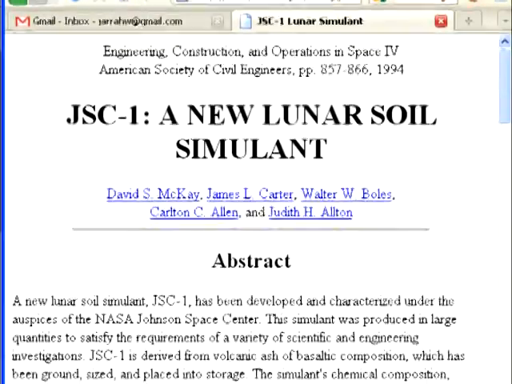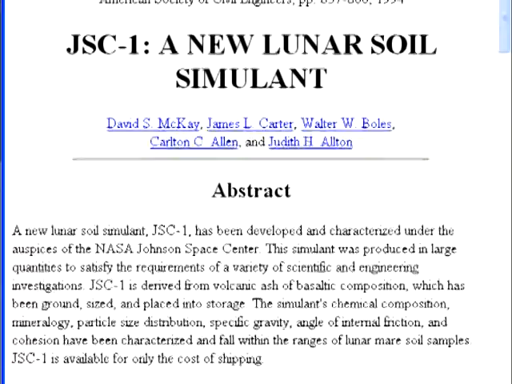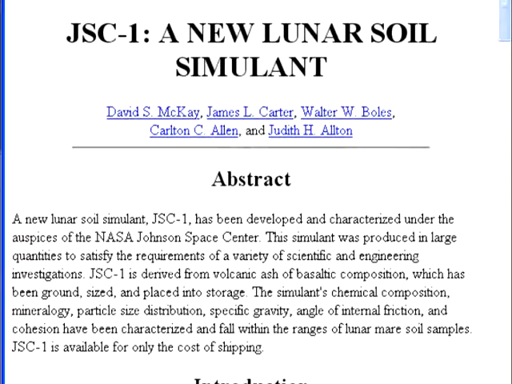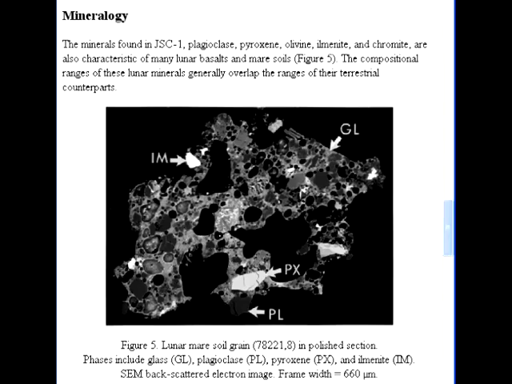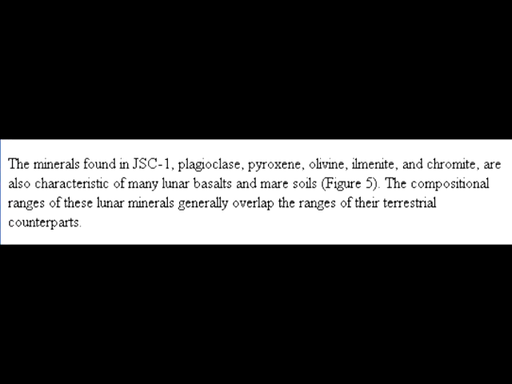I could not find a mineralogical composition table for their terrestrial counterparts, but an online 1994 paper by Dr. David McKay says this about the original JSC-1 simulants, also derived from crushed basalts. The minerals found in JSC-1, plagioclase, pyroxene, olivine, ilmenite, and chromite, are also characteristic of many lunar basalts and mare soils. The compositional ranges of these lunar minerals generally overlap the ranges of their terrestrial counterparts.